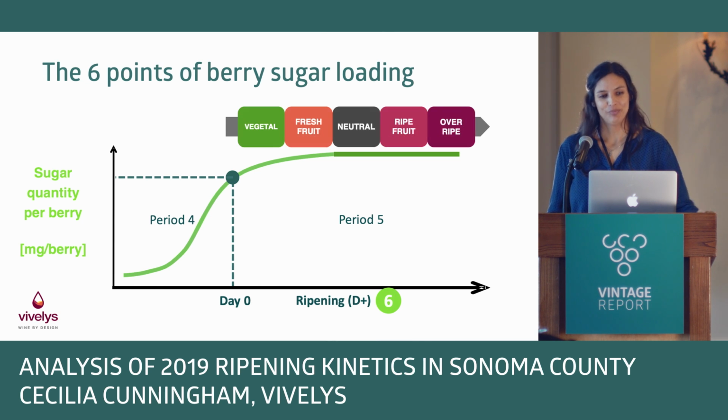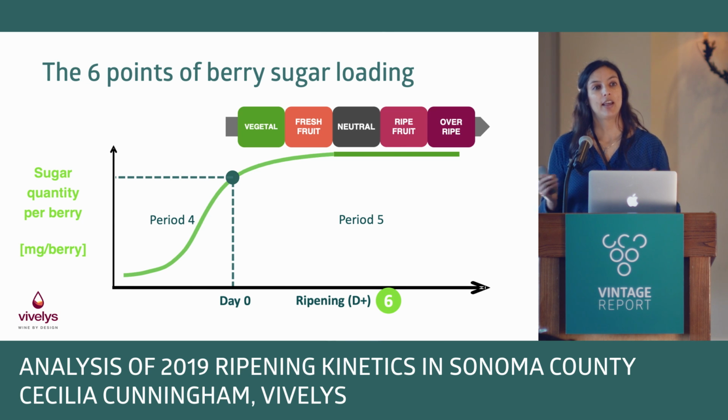So normally, just going to go quickly. Normally, we will see that after this sugar load stop, we have a normal evolution in aromas that is going to be this very simple model that is going to go from vegetal to fresh fruit to neutral, ripe, and overripe fruit, right? Nothing too crazy about that.